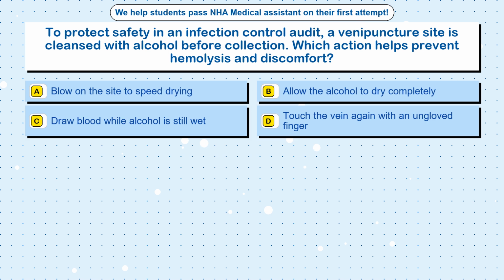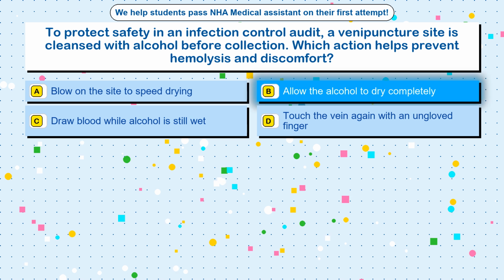Question 92. To protect safety in an infection control audit, a venipuncture site is cleansed with alcohol before collection. Which action helps prevent hemolysis and discomfort? Option A, blow on the site to speed drying. Option B, allow the alcohol to dry completely. Option C, draw blood while alcohol is still wet. Option D, touch the vein again with an ungloved finger. The correct answer is option B.